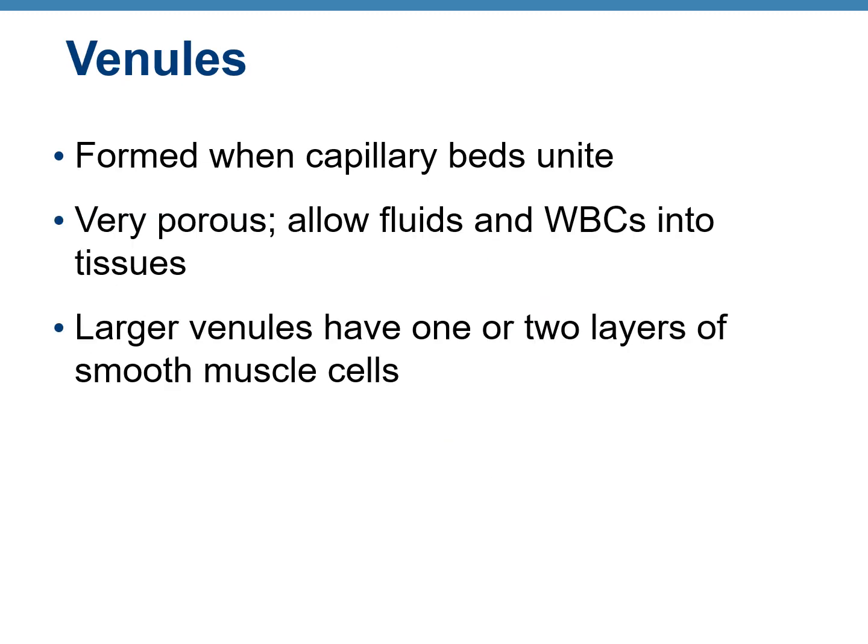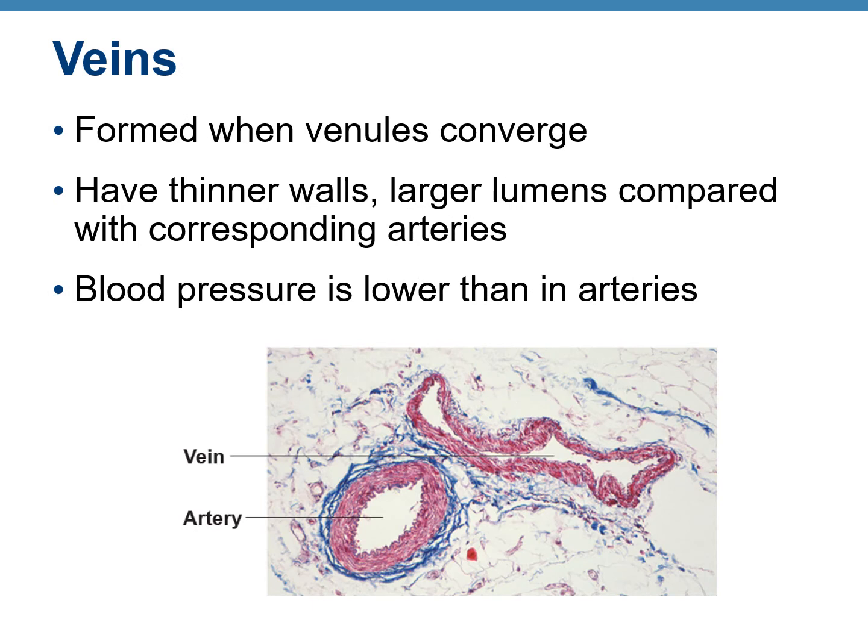Venules. Venules form when capillary beds unite. Venules are very porous and allow fluids and white blood cells to move into tissue. Larger venules have one or two layers of smooth muscle cells. Then we have veins. So veins are bigger than venules. Veins are formed when venules converge, and they have thinner walls and larger lumen compared with the corresponding arteries. And blood pressure is lower than in arteries.